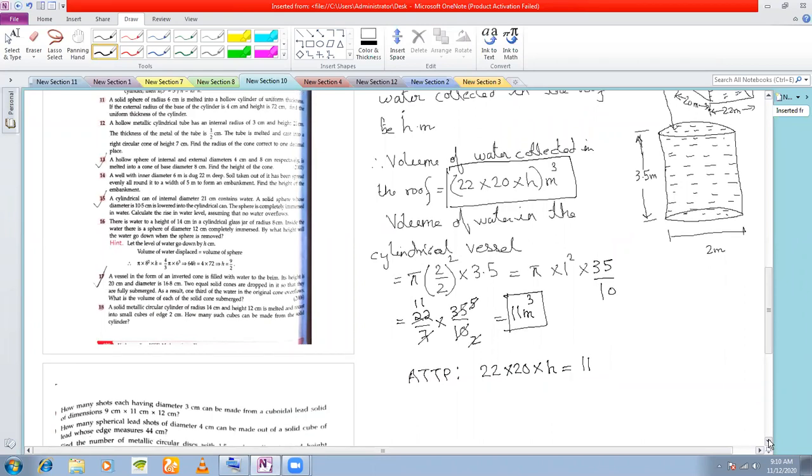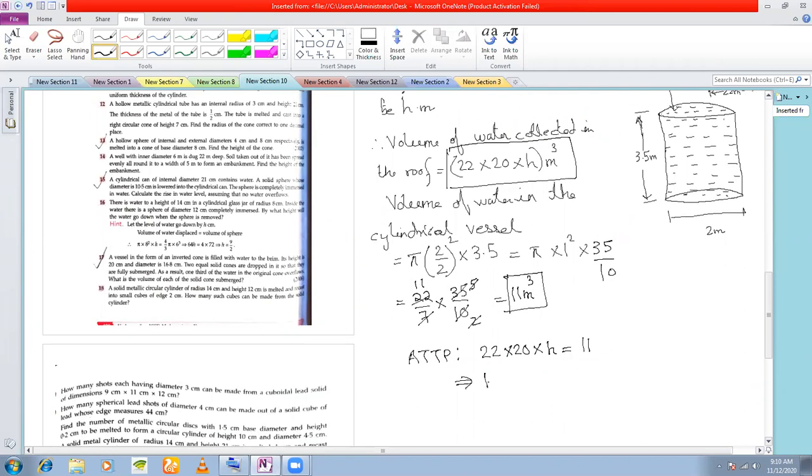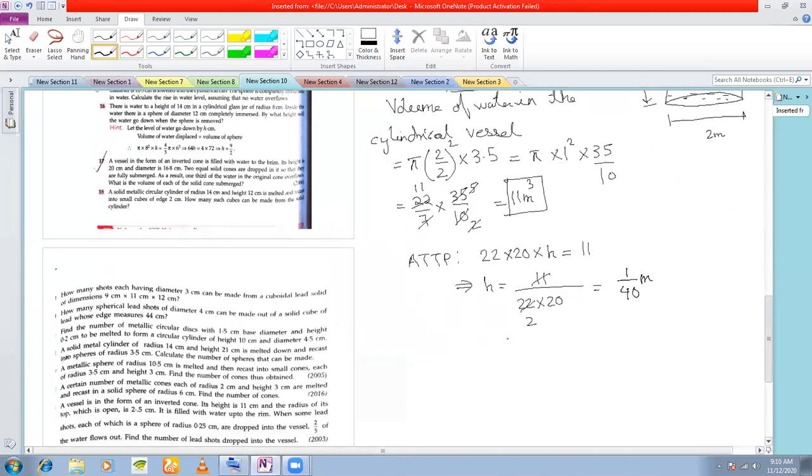So now you can calculate H from here, and H will come to H is equal to 11 by 22 into 20. This will cancel here. You get simply 1 by 40 meters you are getting. Okay. You convert this to centimeters.